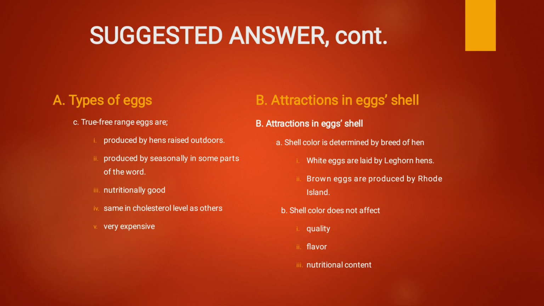Have you seen it? If you look at it carefully, the B, attraction in eggs, is going to follow the A, types of eggs. Then the A, shell color is determined by breed of hen, is going to be on the same line with the C, the true free range eggs. And then the B, shell color does not affect, is going to be on the same line with the A, shell color is determined by breed of hen. So all these rules I have taught them.